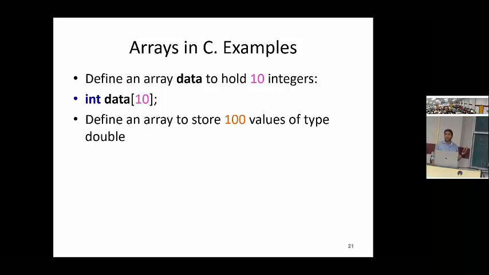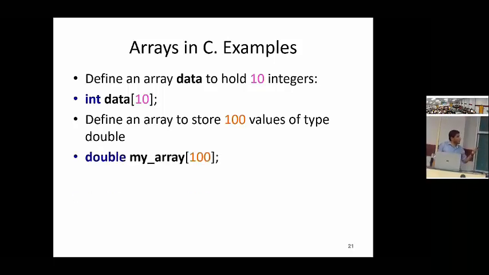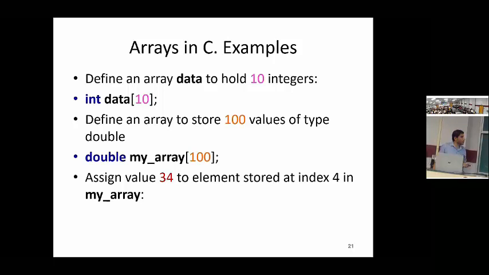At the end of the C part, we will learn how pointers can help us do dynamic memory allocation. But here, this is purely static. Just a very similar example, but with different types. I want this to be type double, which is double floating point, and I call it my array, and these are 100 values. Exactly the same way as before.